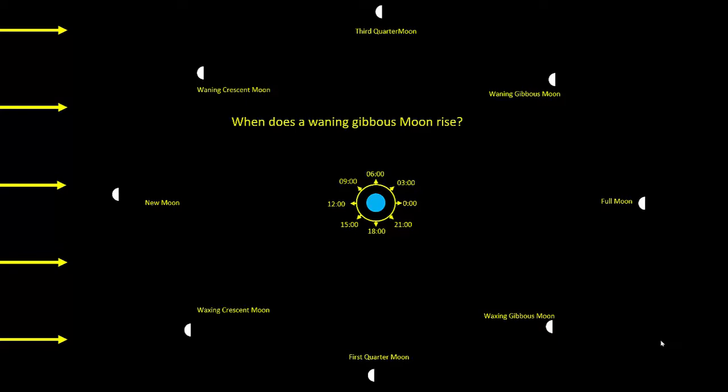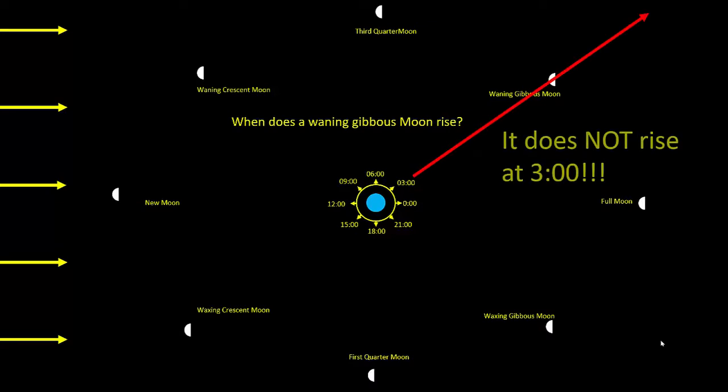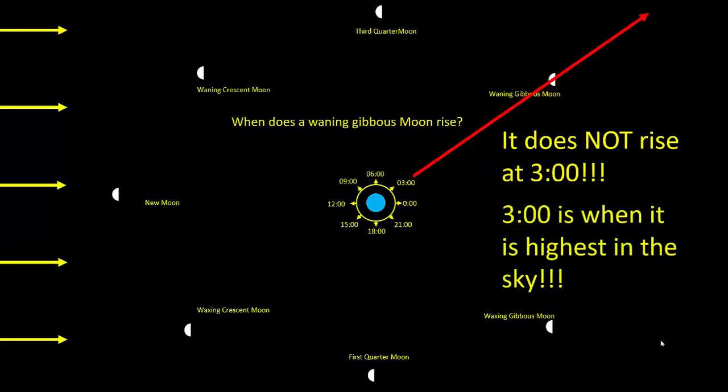When does a waning gibbous moon rise? Okay, look at where the waning gibbous moon happens to be. And in the past, I've had students that don't quite get over a hurdle of realizing that an object rises when your eastern horizon points at it. A waning gibbous moon does not rise at 300 hours. 300 is when it is highest in the sky. And so it can't have risen then because that's when it's overhead or at its highest point in the sky.